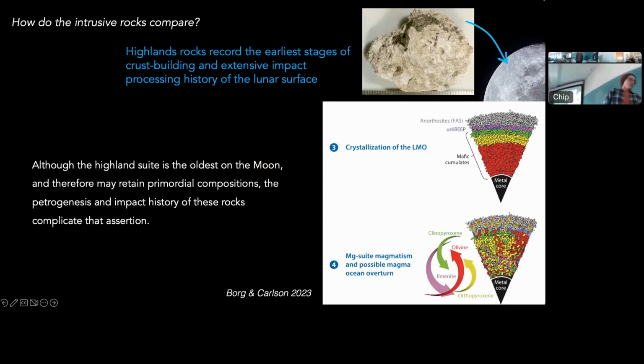All right, so again, the Highlands rock suite represents early crust building processes and are the oldest rocks we have from the moon, but their petrogenesis is very complicated. And the impact history of the rocks also complicate the assertion that these rocks are recording some kind of primordial signature on the moon. We have two dominant rock suites, the ferroan anorthosites and the magnesium suite.